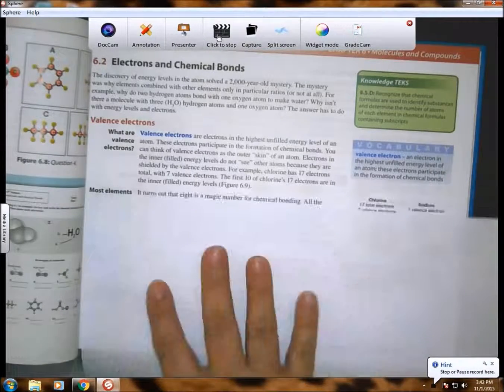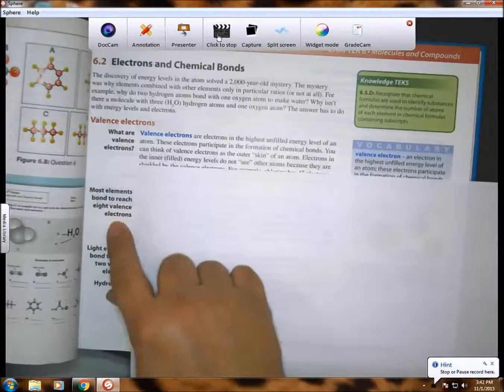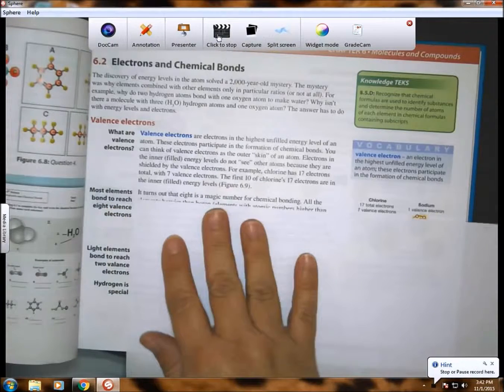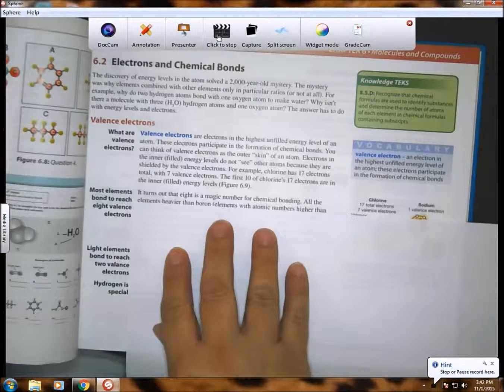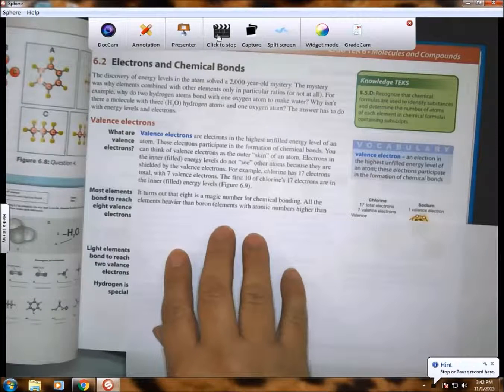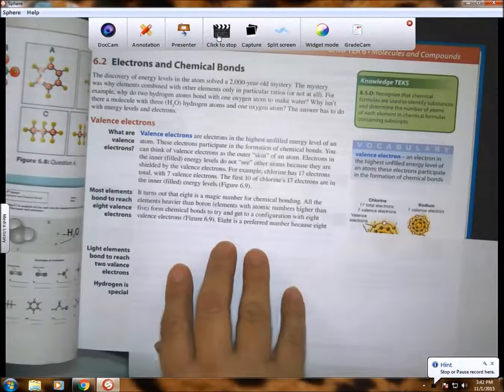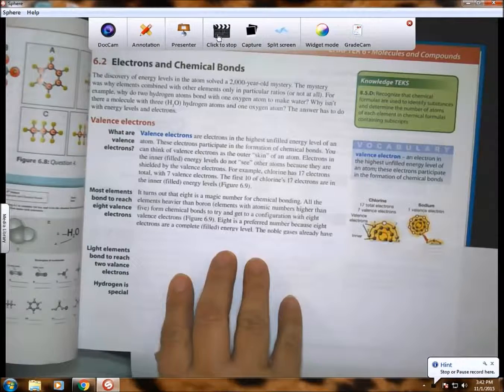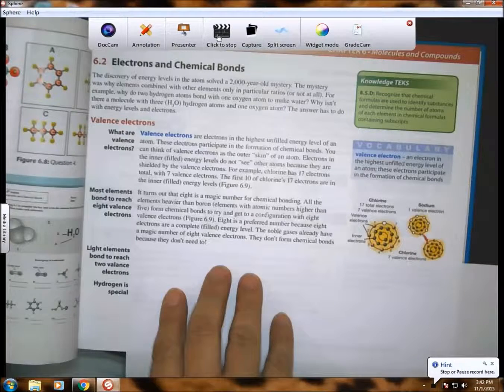And here we go. It says over here, most elements bond to reach 8 valence electrons. Let's find out why. It turns out that 8 is a magic number for chemical bonding. All elements heavier than boron, elements with the atomic number higher than 5, form chemical bonds to try to get to a configuration with 8 valence electrons. 8 is a preferred number because 8 electrons are complete energy-filled levels. The noble gases already have the magic number 8 valence electrons. They don't form chemical bonds because they don't need to.